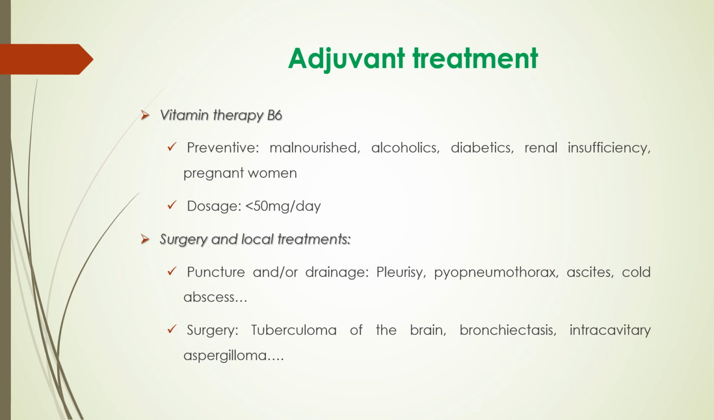Sometimes we have to do local or surgical treatment. If you have, for example, pleural effusion, pneumothorax, ascites, or cold abscess, we have to do a puncture or even a drainage. We have to go to surgery if we have a tuberculoma of the brain, bronchiectasis, or an intracavitary aspergilloma.